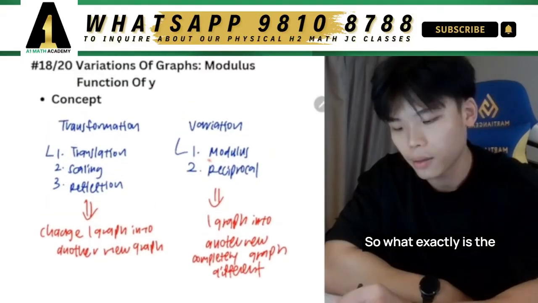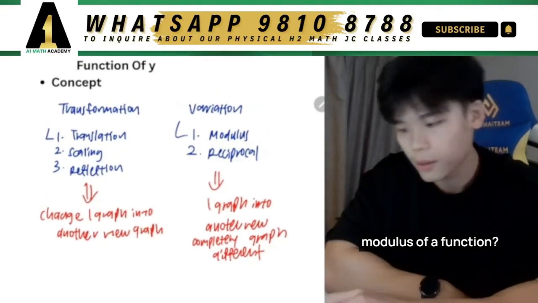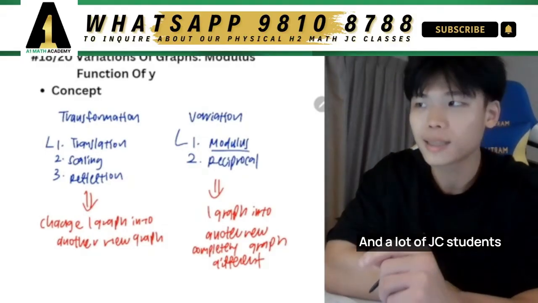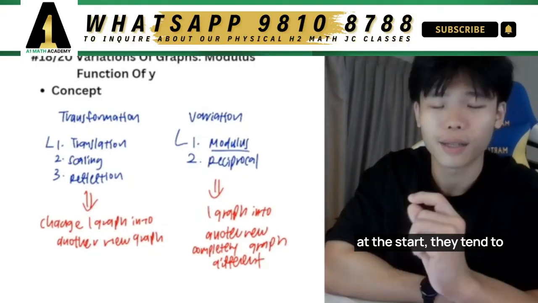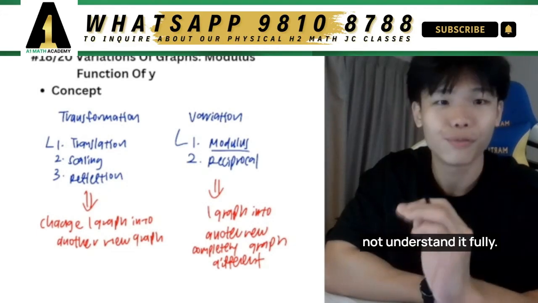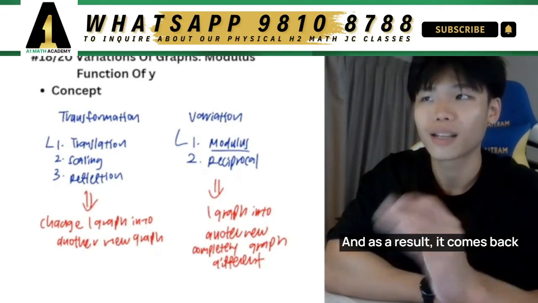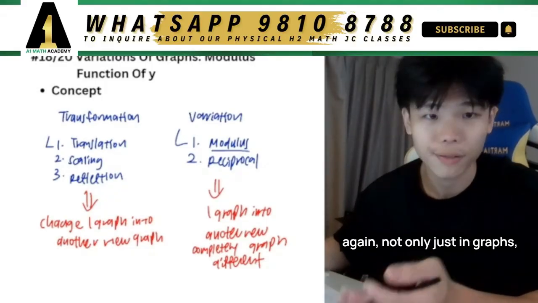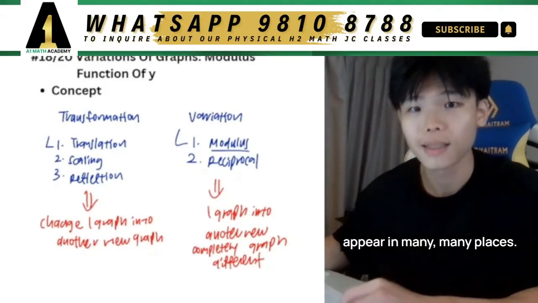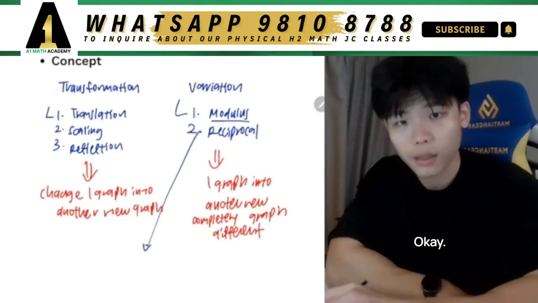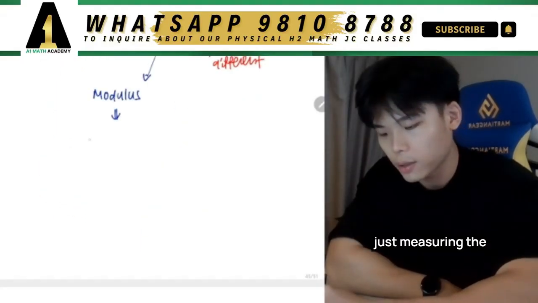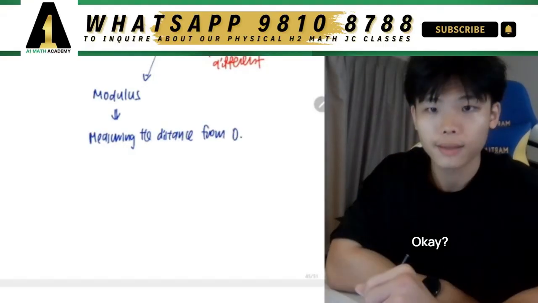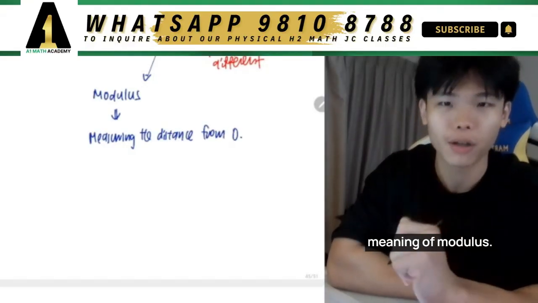So what exactly is the modulus of a function? First, let's talk about what modulus actually stands for. A lot of JC students, when they read this concept at the start, tend to not understand it fully, and as a result, it comes back and haunts them later on in the later chapters when the concept of modulus appears again. Not only just in graphs, but this concept can appear in many places. So let's talk about what modulus is first. Modulus is all about just measuring the distance from 0. That's the very generic meaning of modulus.